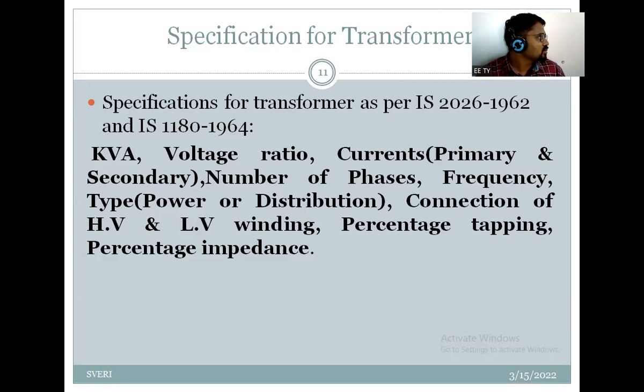Kamle, what we have to do? Okay, so just wait, I will take attendance.